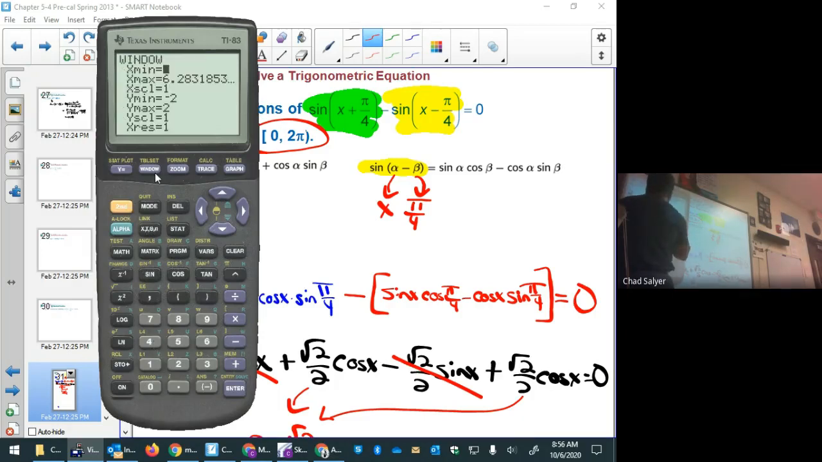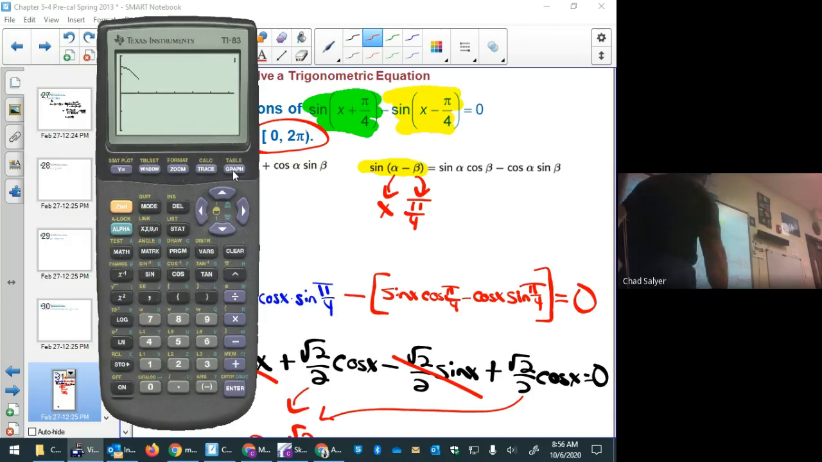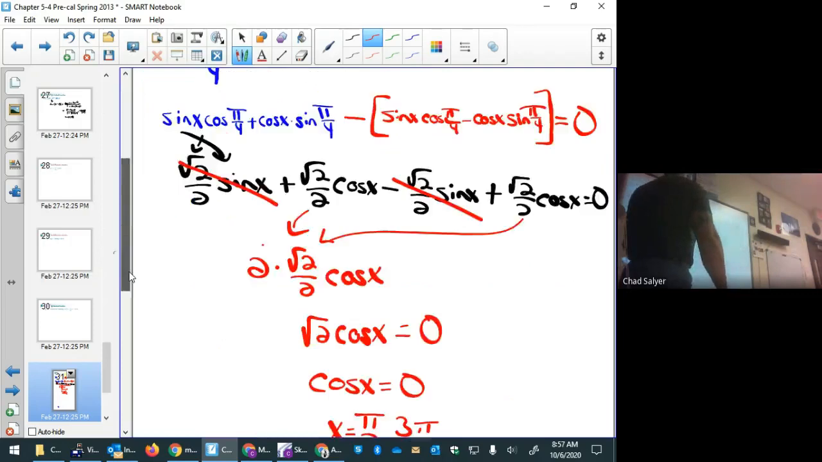And then if I graph that on a window from 0 to 2 pi, which I've already got here, and our y coordinates are okay, we're going to have 2 solutions. See how it hits the x-axis? Check this out. Trace: pi over 2. Boom. What about this one? 3 pi over 2. But that's boring.